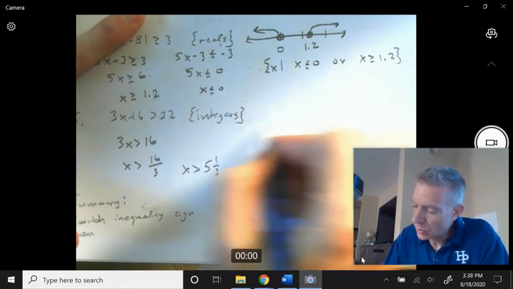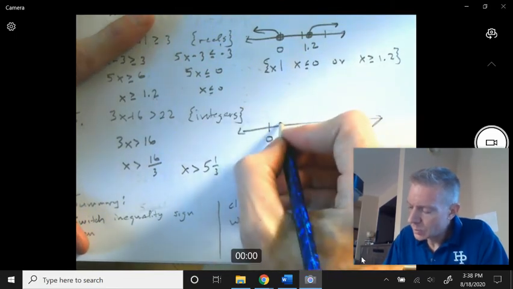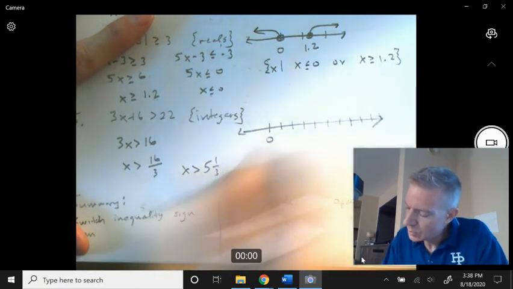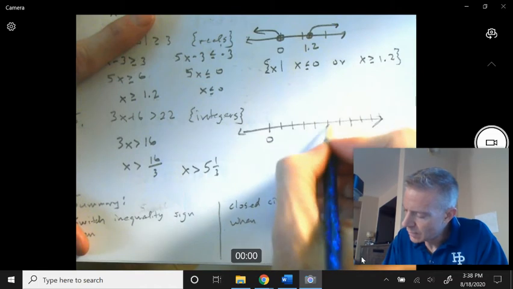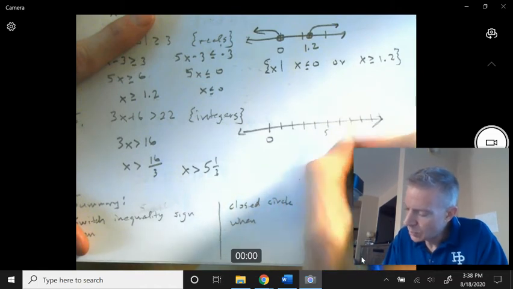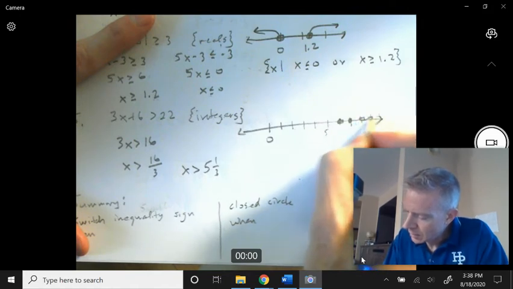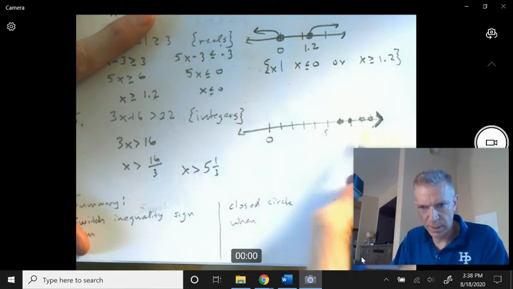And we want integers only. So there's not a great way to write this. 1, 2, 3, 4, 5, 6, 7. You just want the integers greater than 5 1/3. So 1, 2, 3, 4, 5. There's 5. We're not going to include 5, but we'll include all the integers after this. It's not a great way to do it, but we're going to show that that pattern continues.